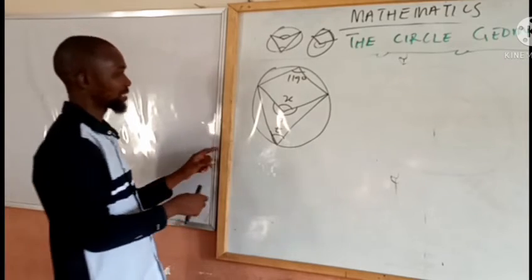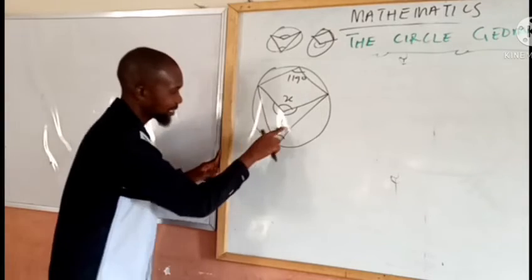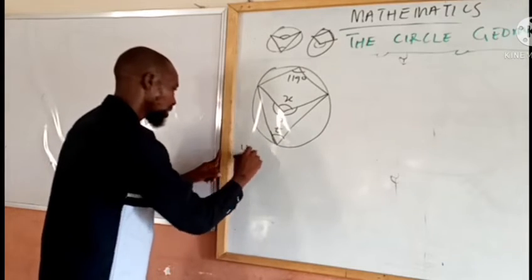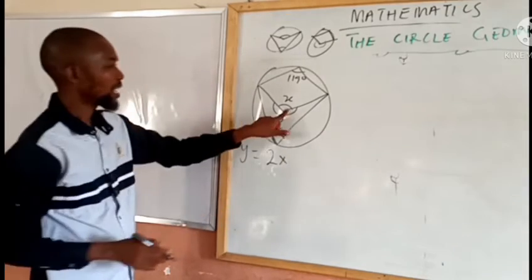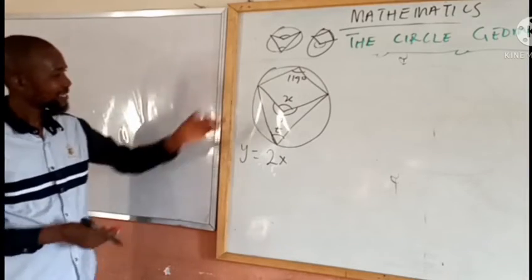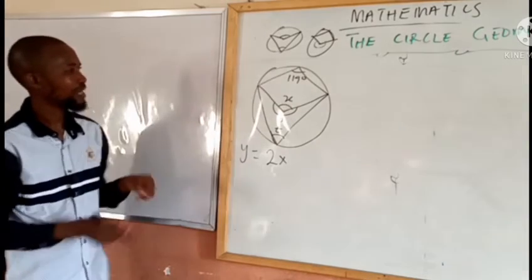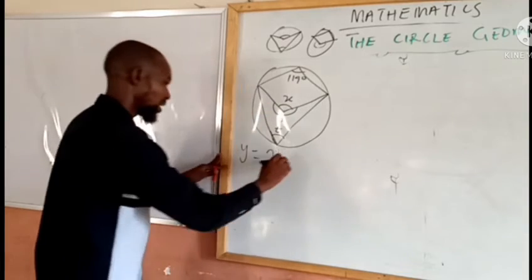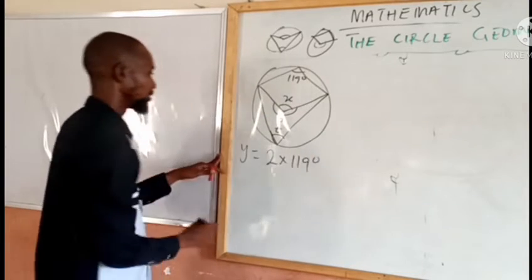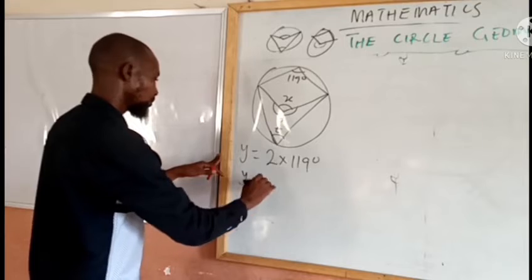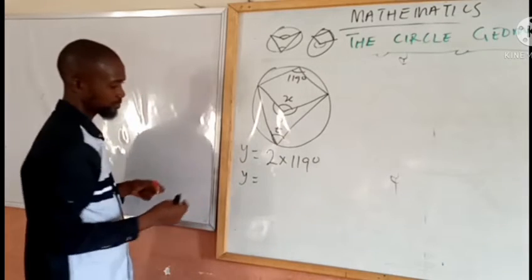And the theorem states that the angle at the center, that is y, is equal to 2 times the angle we see at the circumference. And at the circumference of this diagram, what value do we have there? 119. So that is 119. So y here becomes the result we get when the multiplication is carried out.